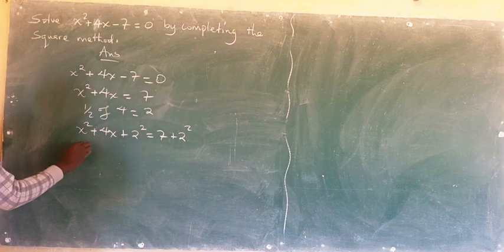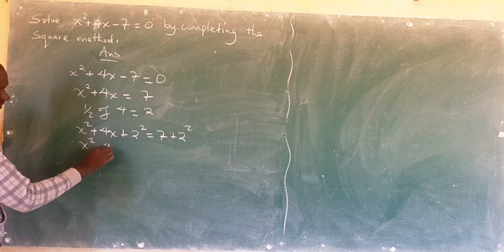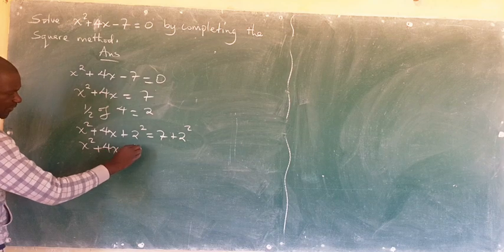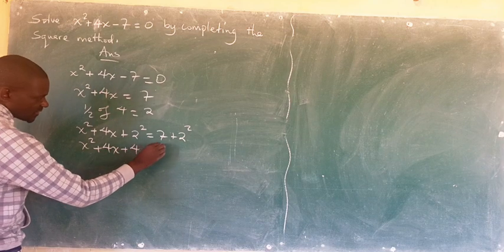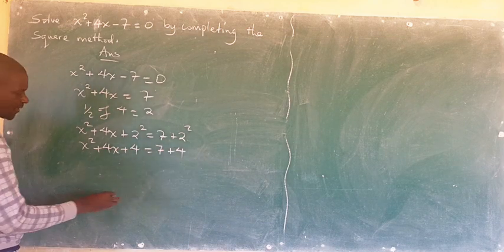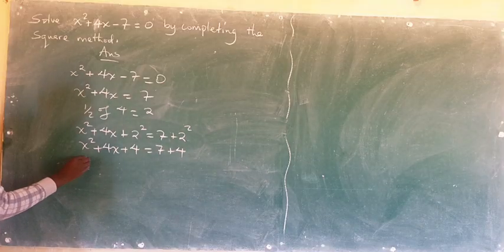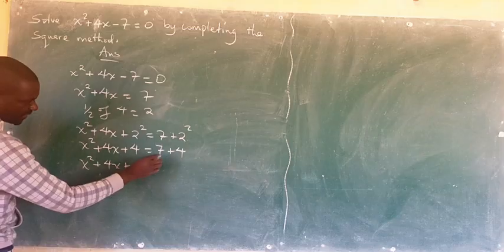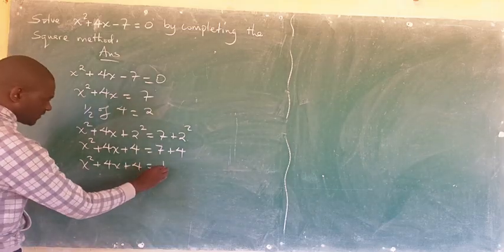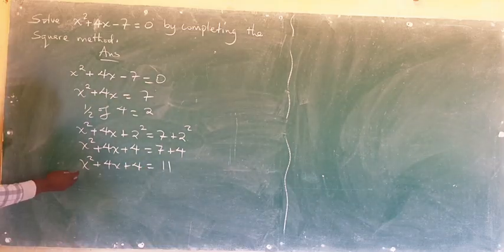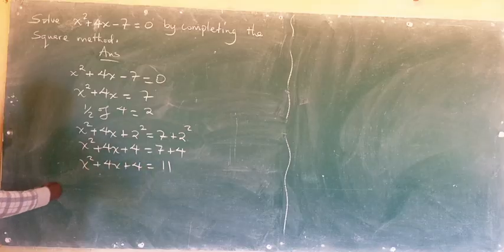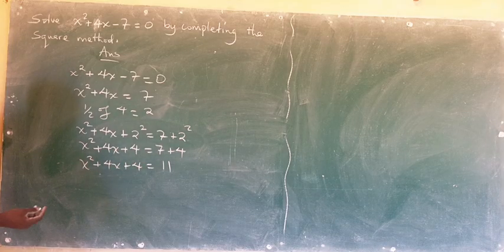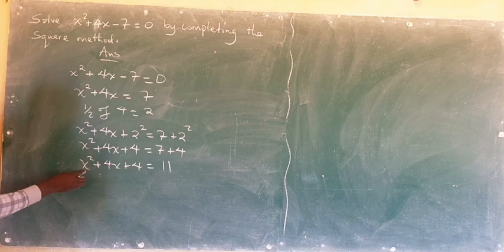From there, we'll say x squared plus 4x plus 4 is equal to 7 plus 4. And that gives us x squared plus 4x plus 4 being equal to 11. Here we have completed the square and we can factorize. To factorize, when you've completed the square, all you do is look at the first term and the last term, and take their square roots.